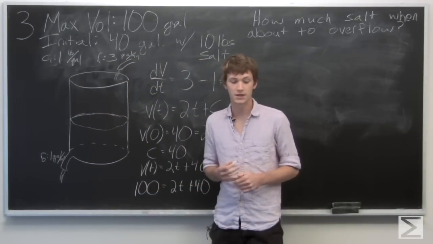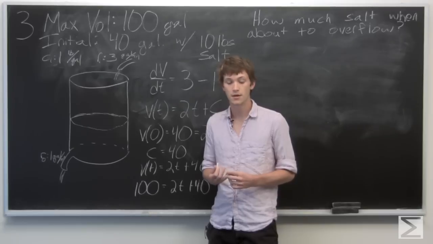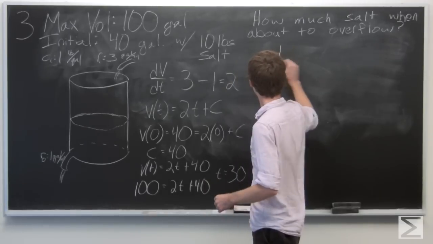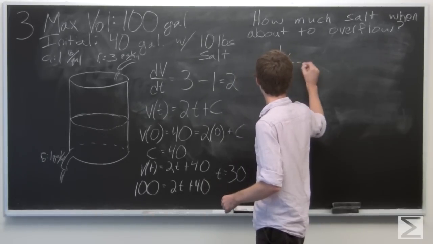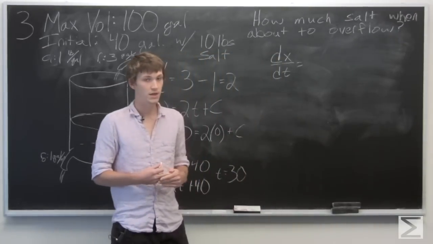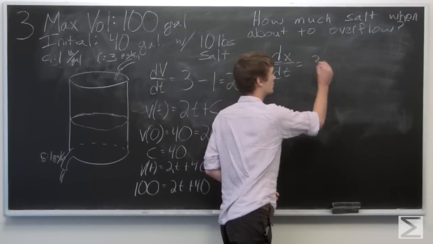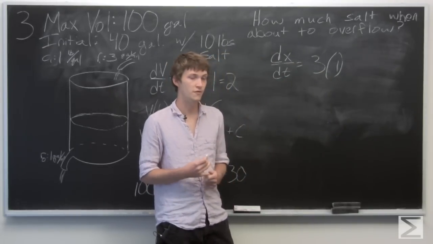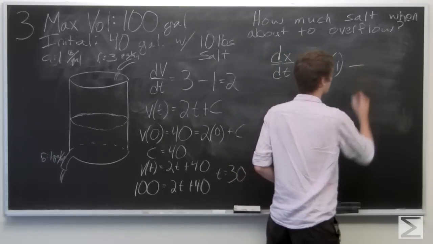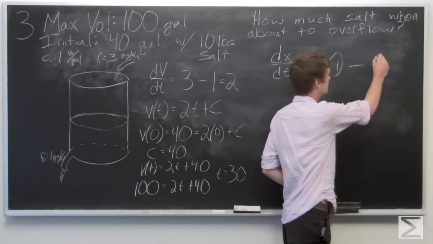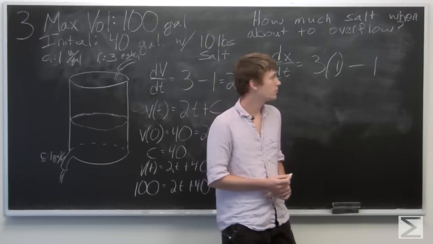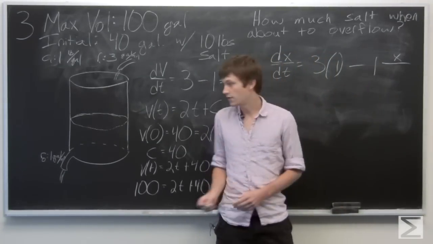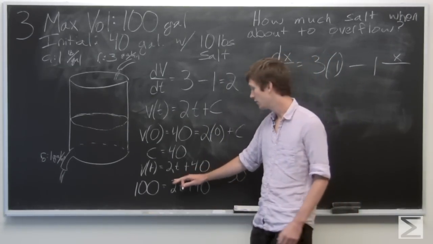Okay, so now we're going to let x of t denote the amount of salt in the tank at time t. So we want to look at the rate of change in x. The rate of change coming in of salt is simply the rate in times the concentration, so we have 3 pounds per minute, minus the rate out, which is 1 gallon per minute out, times the concentration out, which is our unknown x, over the volume at any given time, which is 2t plus 40.